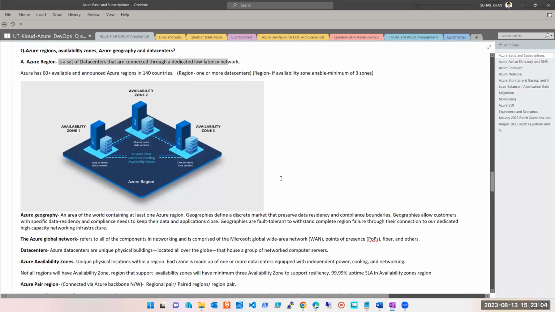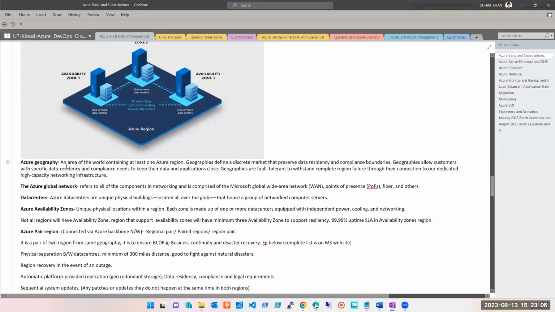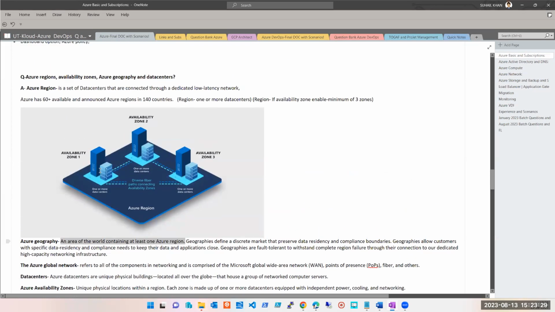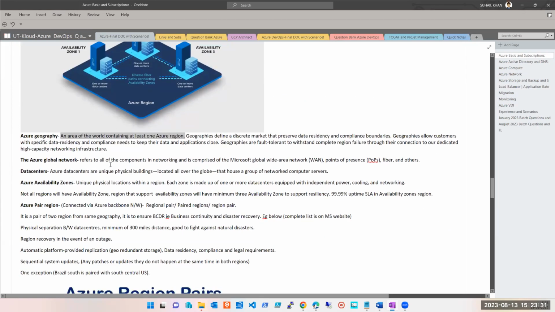That is your region. What is geography? An area of the world containing at least one Azure region is called a geography. You can read this one also if you want, but this is a very bookish explanation. You can remember it if you want, but at least this should be there in your answer: an area of the world containing at least one region is called an Azure geography. What is an Azure region? I already explained it. The Azure global network, we will come to that. Data center, I have already explained.